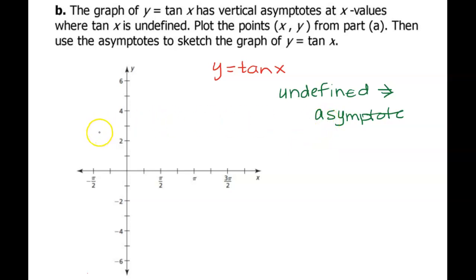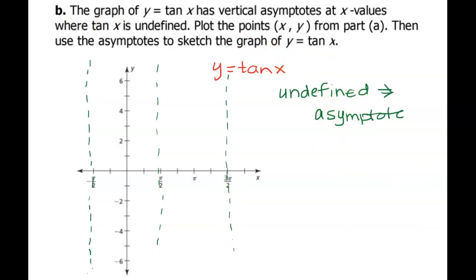So we're going to draw those just like we did before when we talked about asymptotes, and we're going to draw them with imaginary lines. So we are undefined when our x is negative pi over 2, and these are supposed to be straight lines, guys, it's hard on the slate. And we are also undefined when our x is pi over 2. And we're also undefined at 3 pi over 2.